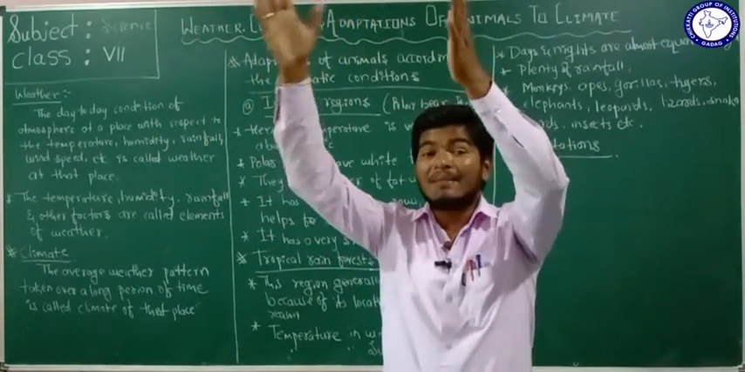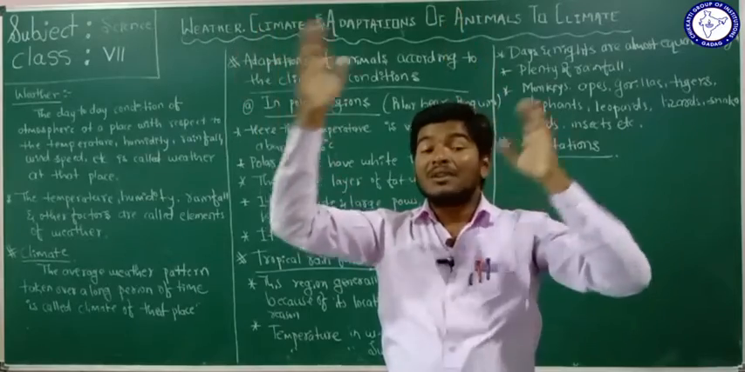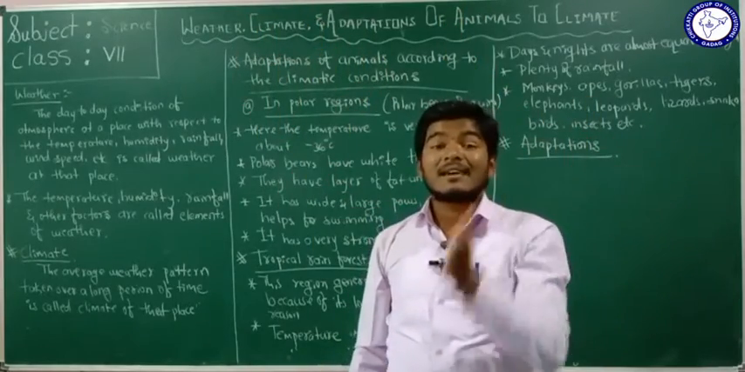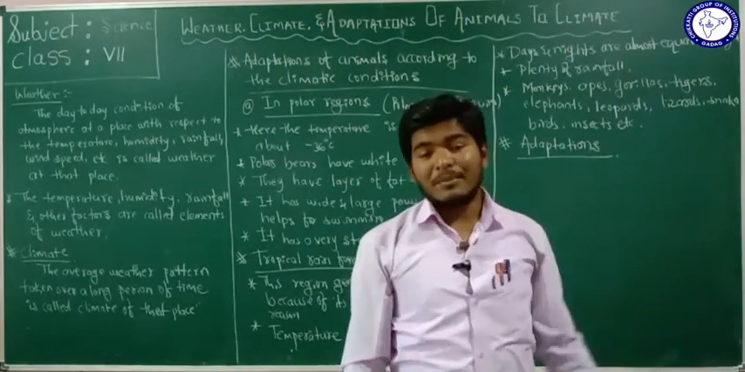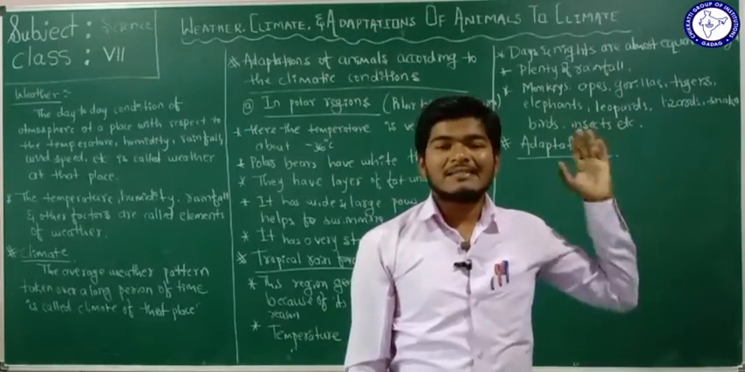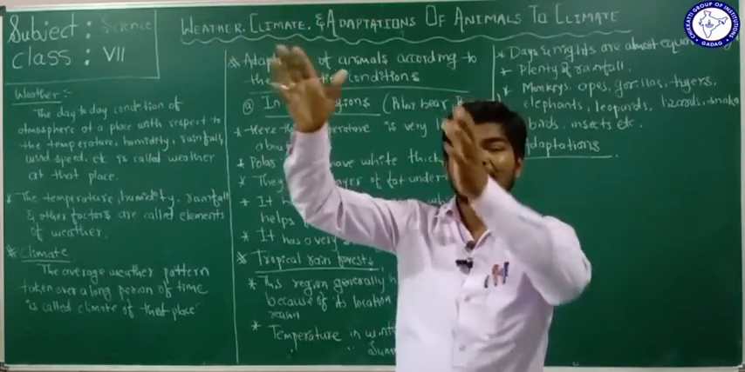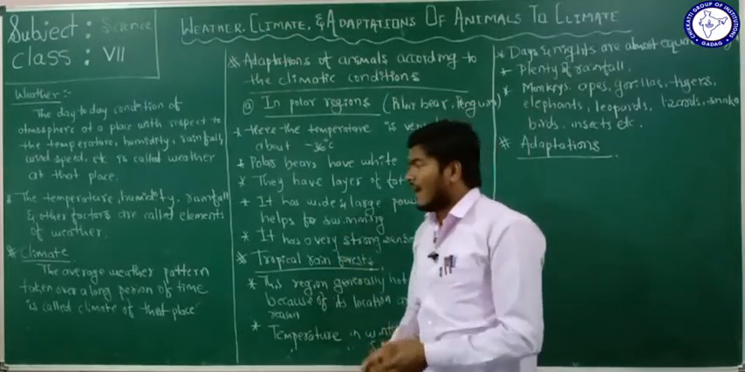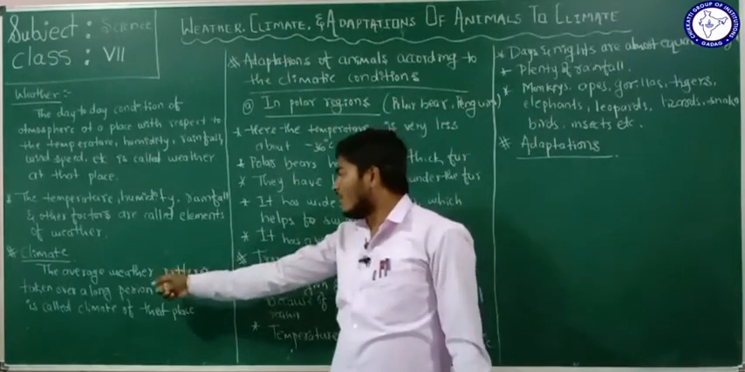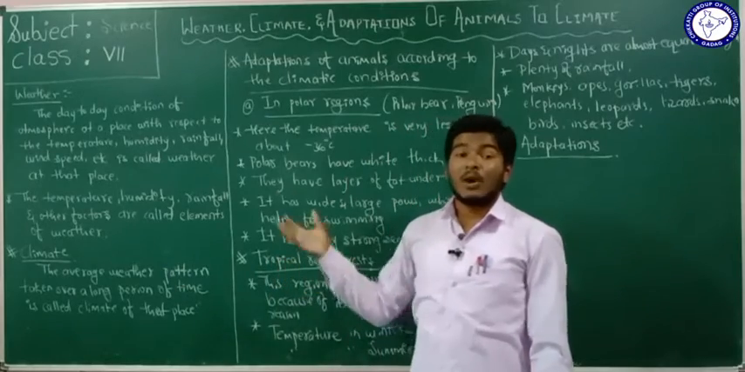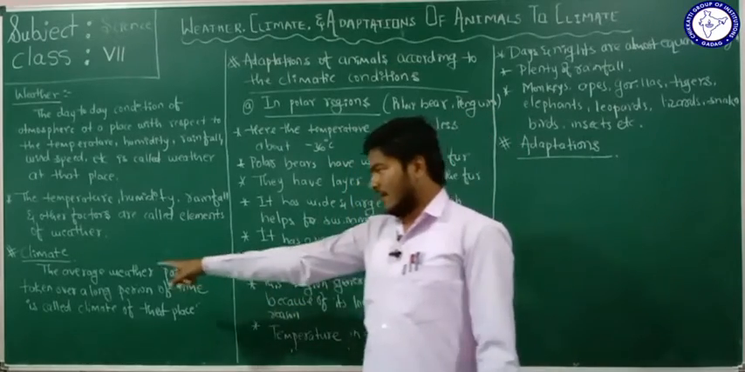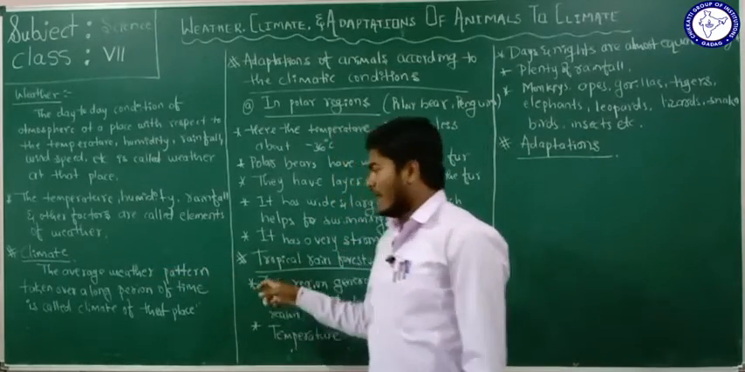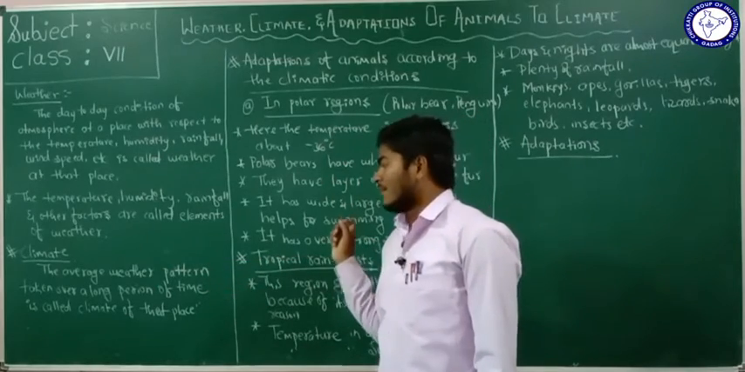So that is the climate of Jammu Kashmir. Jammu Kashmir has maintained the coldness for a large number of years, isn't it? It always maintains the cold condition. So like that, the climate is nothing but the average weather pattern taken over a long period of time, called the climate of that place.